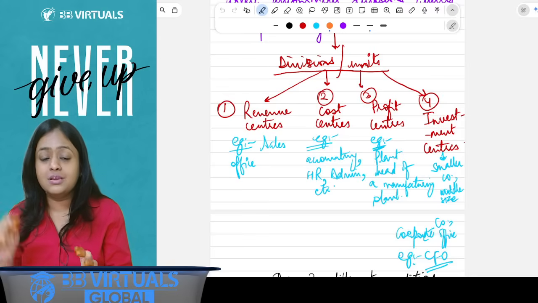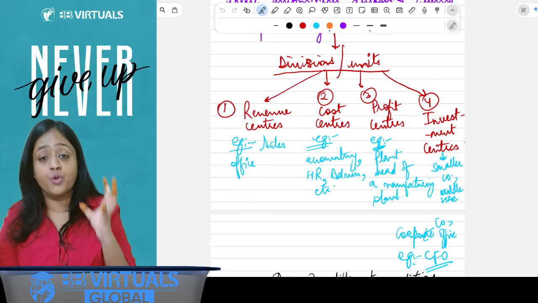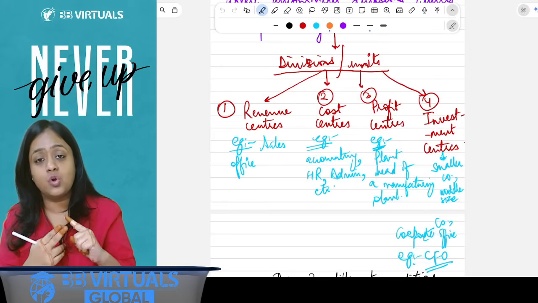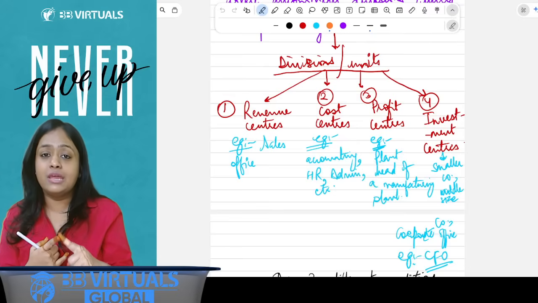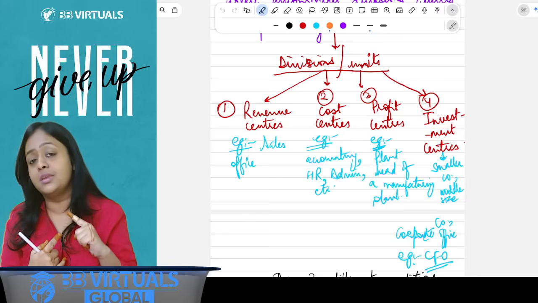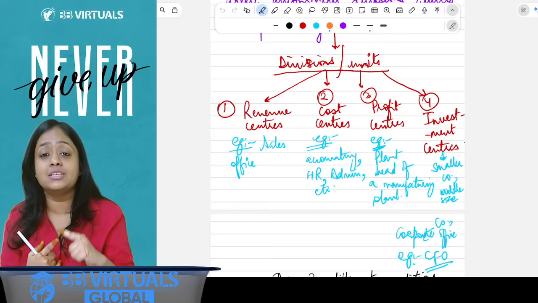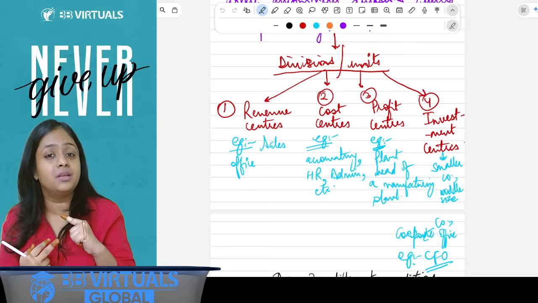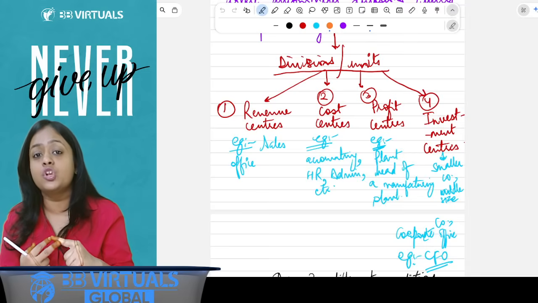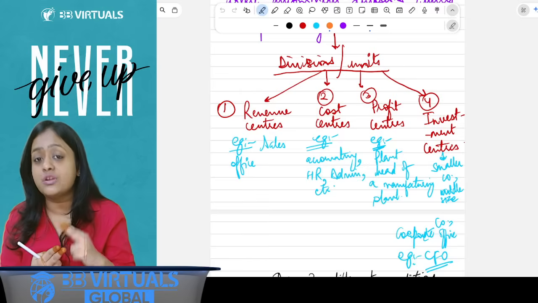So here I talk about four types of divisions that an entity can broadly have: revenue centers, cost centers, profit centers, and investment centers. Revenue centers are like sales offices that typically focus only on revenue. So their evaluation area is only revenue. Second is cost centers like the accounting department, HR department, where they're just contributing to the cost of the business. So their focus area is only to reduce the cost.